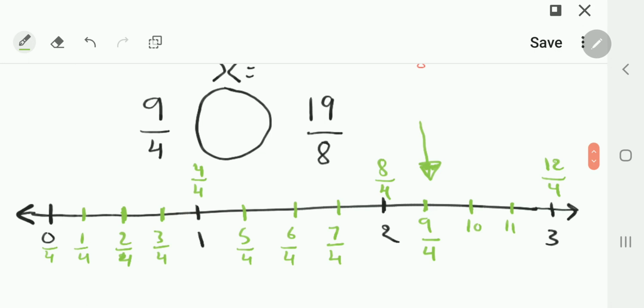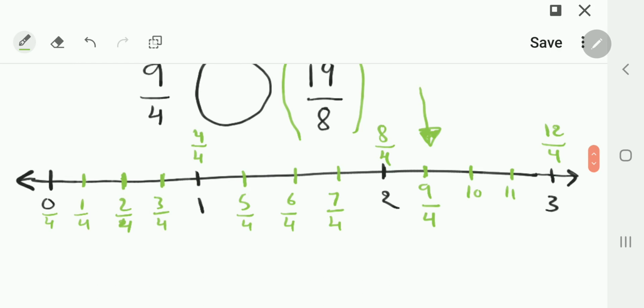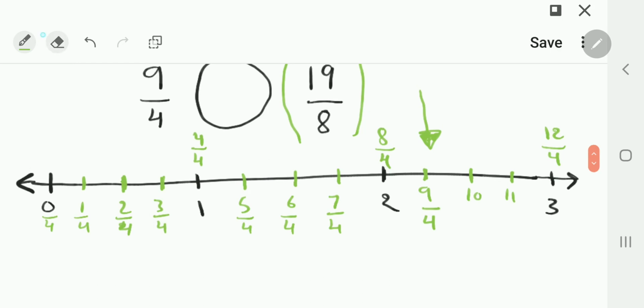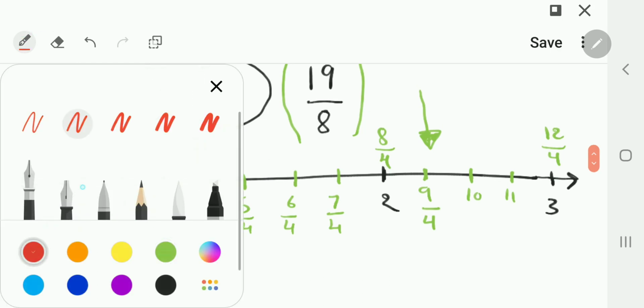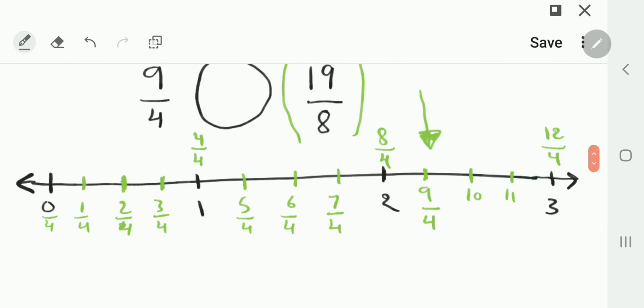But I don't know where my 19 eighth is. It could be bigger, it could be less, smaller. I'm not sure. I'm going to double check right now. So on the same line, use a different color. Very good. I'm sure you have different colors.